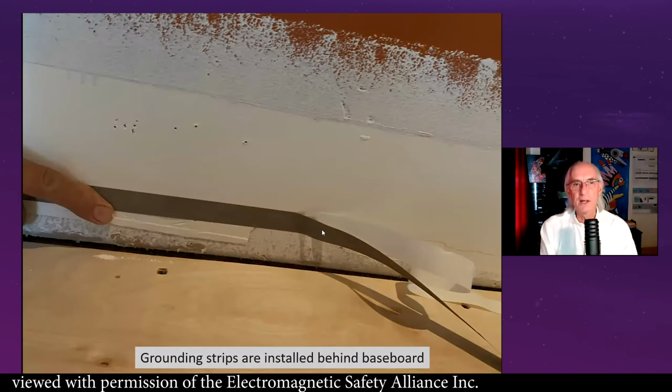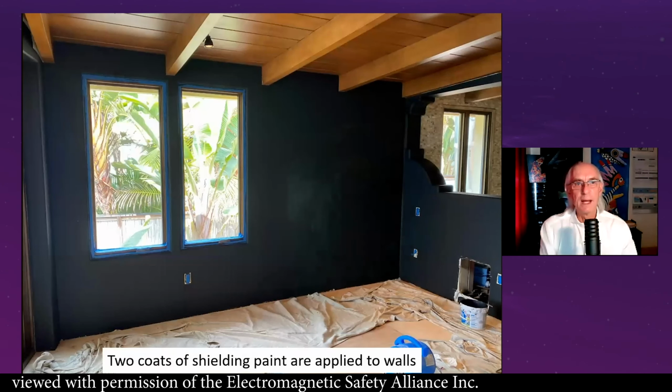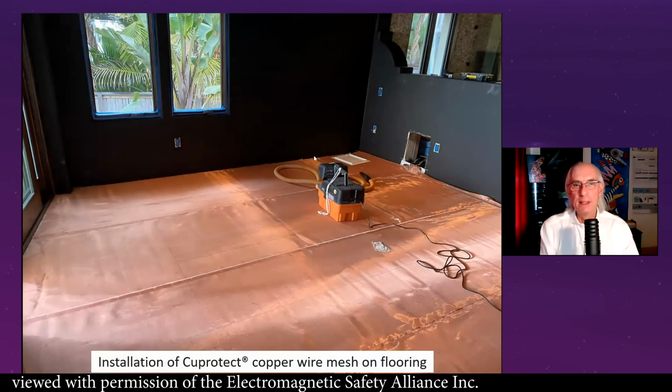Here are the grounding straps, and these grounding straps go around all the walls which are being painted with a shielding paint, and they go to a ground. We will ground it eventually. So now we have applied two coats of a shielding paint onto the wall surfaces. And now we need to put the shielding mesh onto the floor.